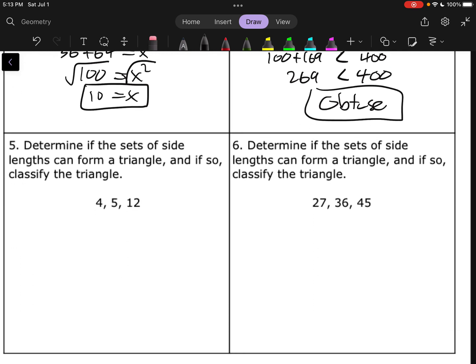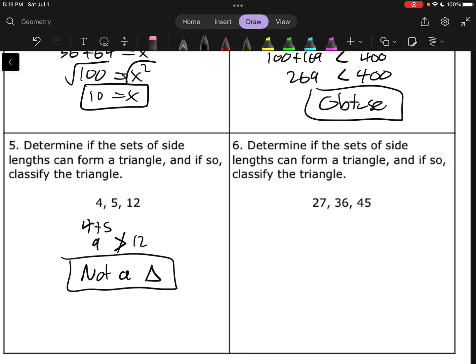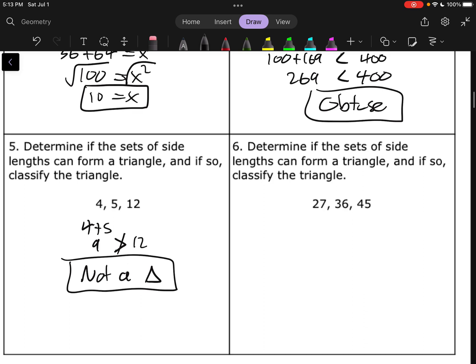What about this one here? Well, right away, 4 plus 5 is 9. 9 is not bigger than 12. This is not a triangle. We don't need to classify it because it's not even a triangle. This one, 27 plus 36 is 63. 63 is bigger than 45, so that is a triangle.